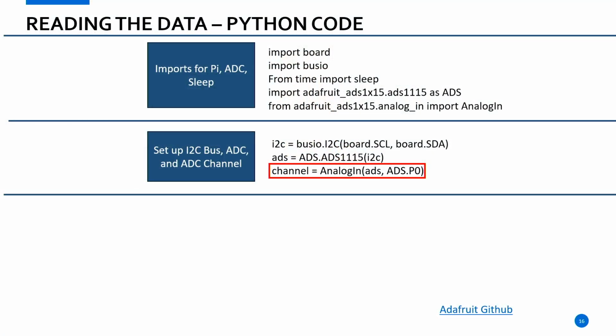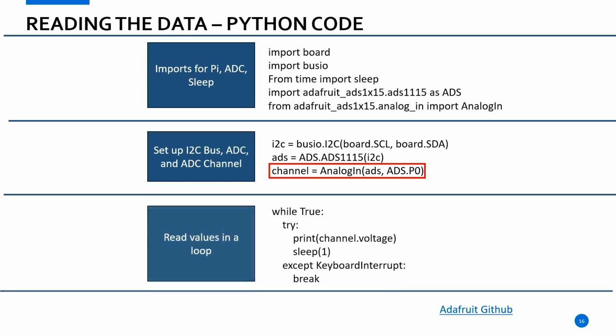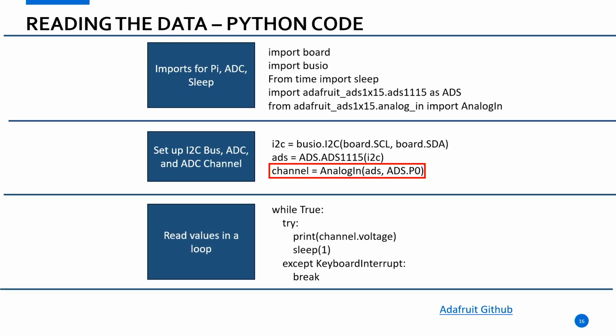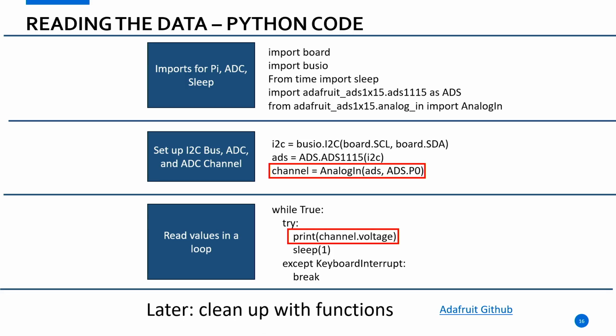But then, once we have the ADC channel all set up and ready to go, we can just set up an infinite loop and read those values using the voltage attribute of the channel. And then we have a 1 second sleep statement. It'll read in a lot quicker than that if you don't put that in, but we only want to get values every single 1 second. And then later we can clean it up a bit.